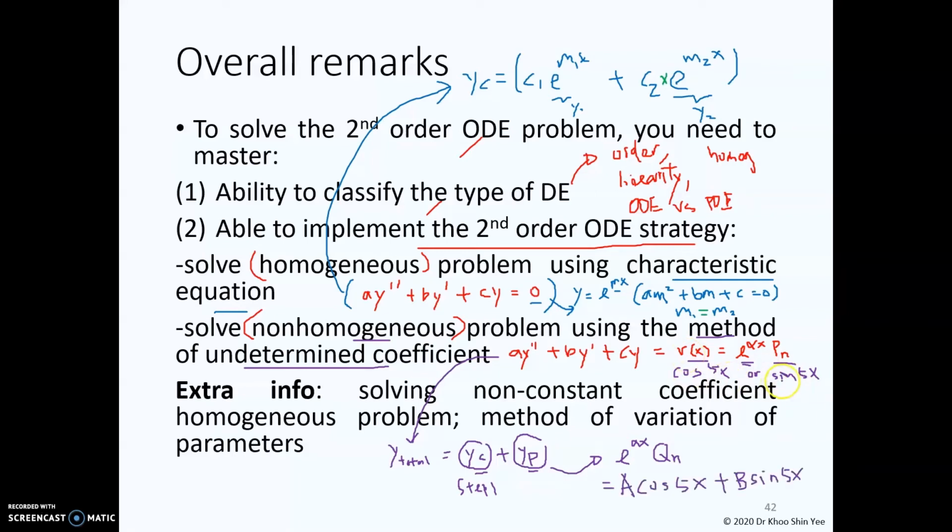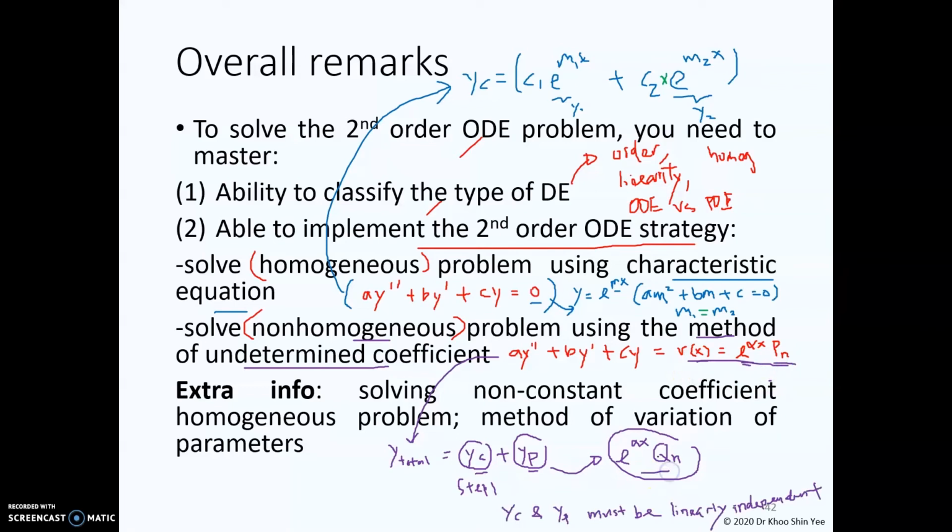In this case, we can propose the possible particular solution to be in this trigonometric format. So you have a cos phi x plus b sin phi x. So this is another alternative when you have such right hand side function. So you must master the skill to propose the particular solution based on the right hand side function here.